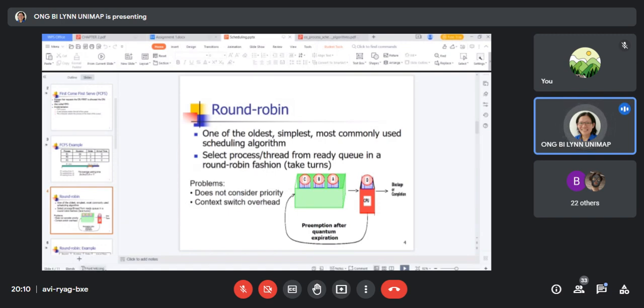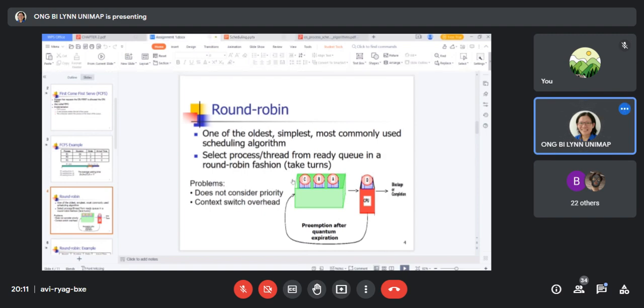One of the oldest, simplest, most commonly used scheduler algorithms. Okay, it selects processes or threads from the ready queue in a round robin fashion. So it takes turns, it said. Okay, problems: it does not consider priority, and there is context switch overhead. All right. Okay, before that, apa itu preemptive and apa itu non-preemptive.